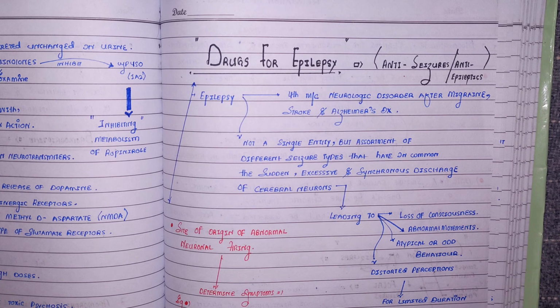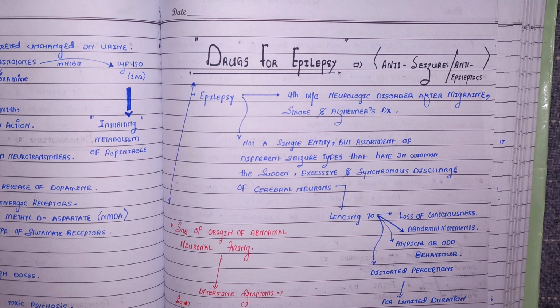Before I really go into the pharmacology, before I explain all the drugs that are good for the treatment of epilepsy, we need to have a little idea about epilepsy, what actually it is. And the main problem in epilepsy is seizures. What are seizures, what are their types, and everything. So let's start with epilepsy first.